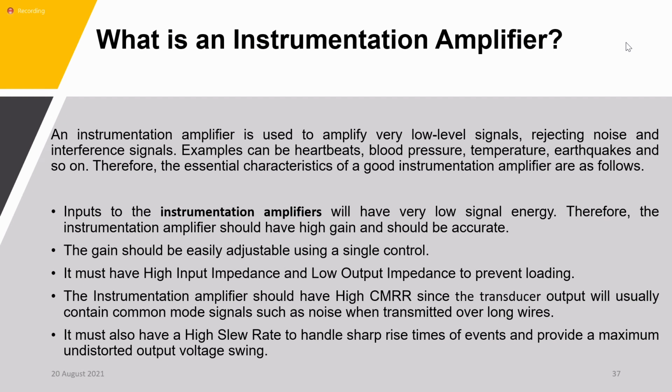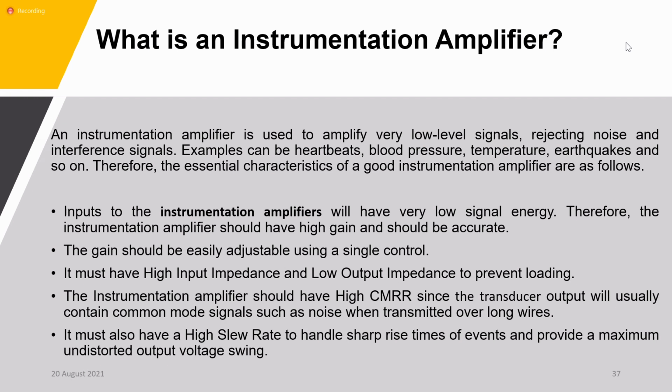So students, most of the instrumentation amplifiers we use in biological parameter analysis. Here you can see heartbeats, blood pressure. Heartbeat means ECG. Blood pressure, we have electronic blood pressure measurement systems, and temperature. Instead of thermometers, we can use other types of sensors to estimate the body temperature. And earthquakes, sometimes we get very small earthquakes and sometimes very huge earthquakes. So depending on the situation, we can use an instrumentation amplifier.